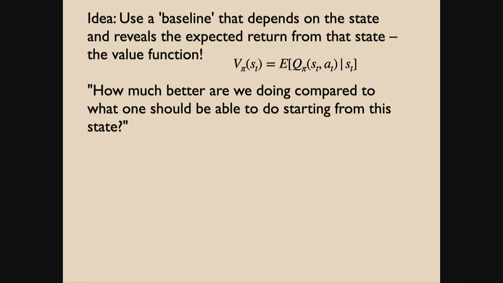And so the idea behind these actor-critic approaches is to use a baseline that is not merely a constant, but can depend on the state, and reveals the expected return from that state. And what's the expected return from that state? Well, that's the value function that we introduced before. So the value function, again, what is it? When I re-express it in terms of the Q function, it is the expectation of the Q function of S, A, given that I'm in a certain state S, taking this expectation over the policy that selects my actions. Could be any policy, it need not be the Q function policy. And that's the value of the state S. So what's the expected return if I'm in the state and follow the optimal policy?